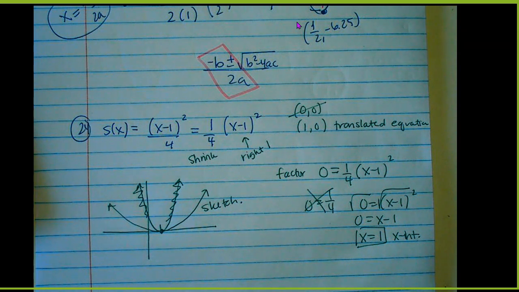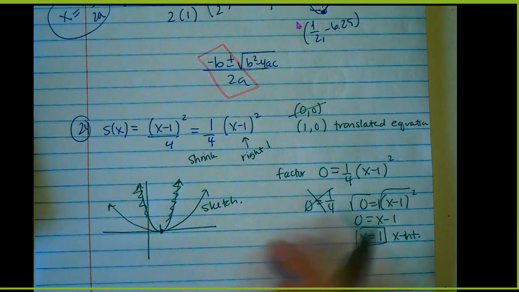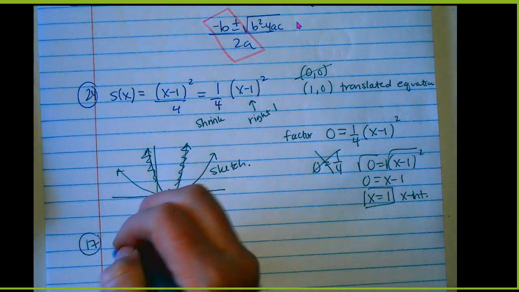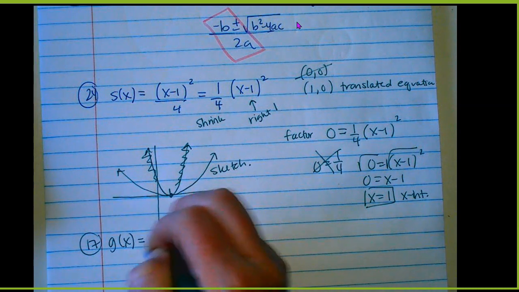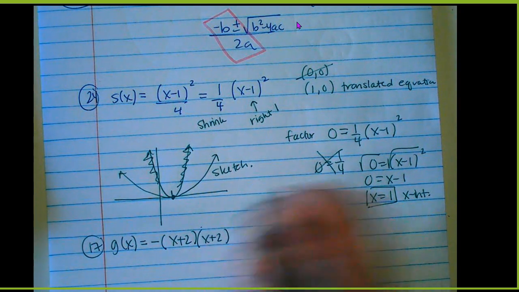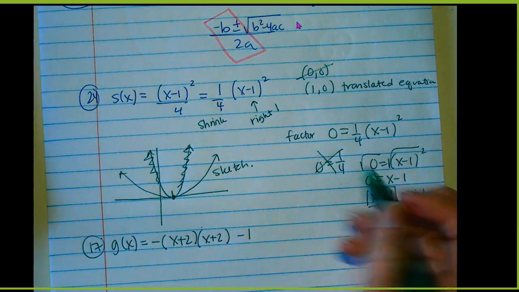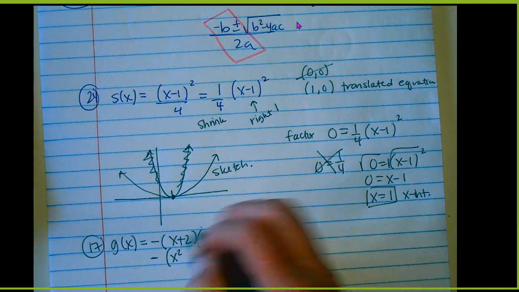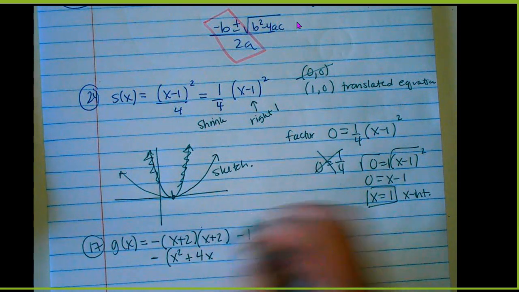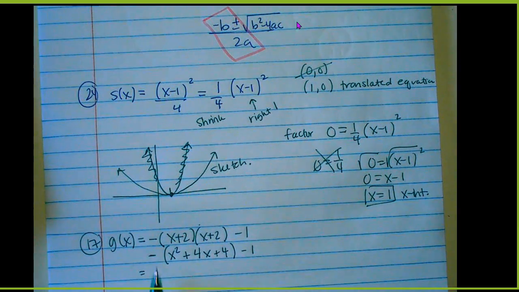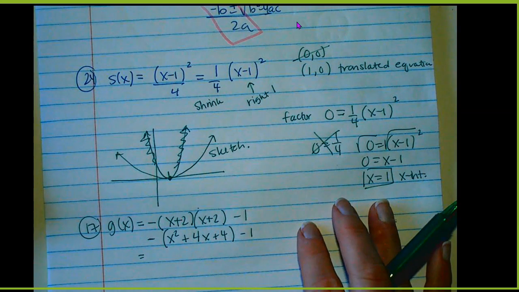So for 17, you'd need to multiply out if you wanted to use negative b over 2a. Multiplying it out for 17 would look like this. It would be negative (x plus 2) squared, which means write it again, and then minus 1. So then we'd have negative, and then this turns out to be x squared plus 2x twice, 4x, plus 4, minus 1. And then we distribute the negative to all three of these.